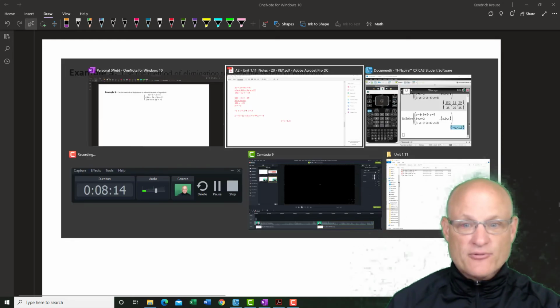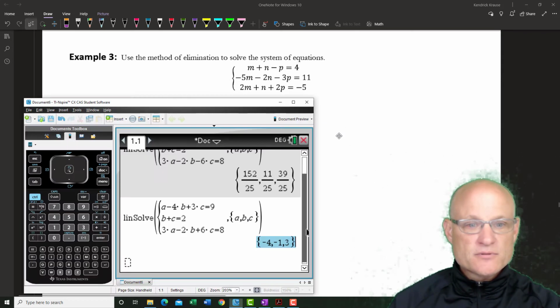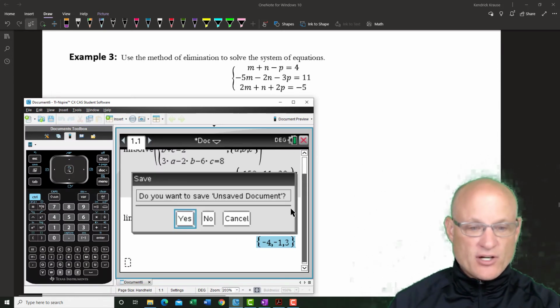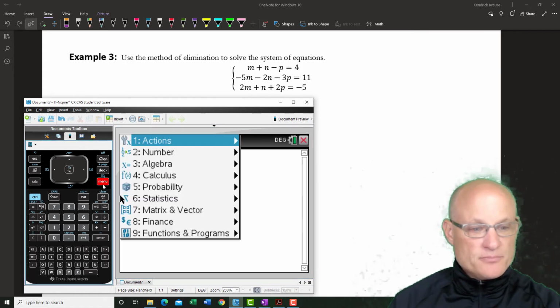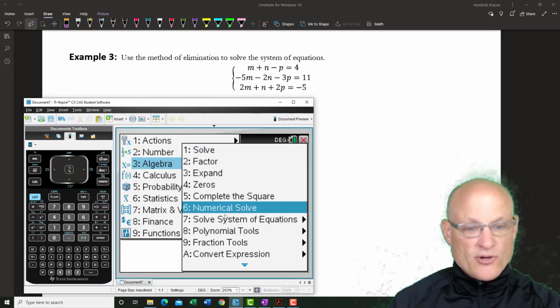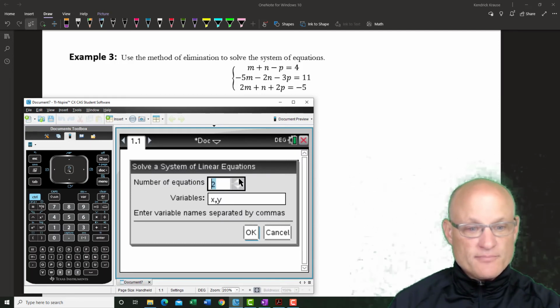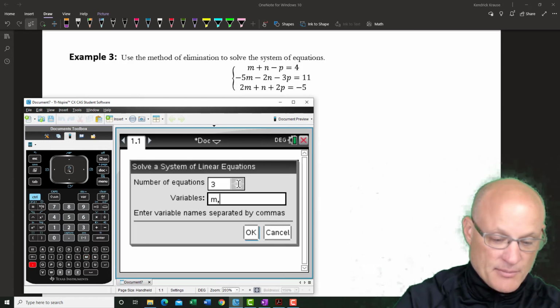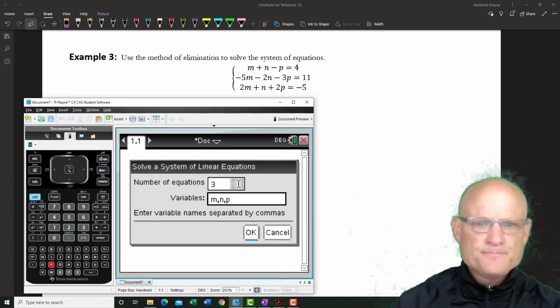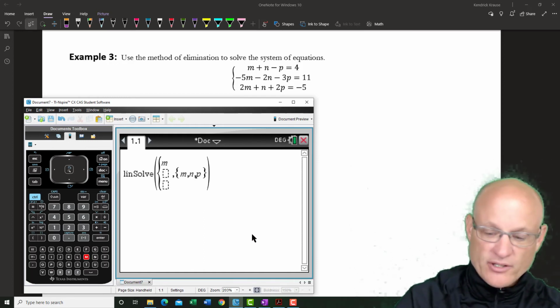So let's go get our answers first. I just like starting with a fresh screen. Makes me happy. So menu, algebra, solve a system of equations, solve a system of linear equations. 2 equations. And again, we're using different letters, so I'm going to do M, comma, N, comma, P. And click OK. It just makes it a lot easier when you put the equations in.